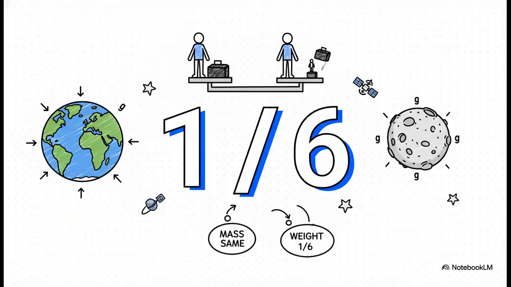And here is a perfect example to understand the difference. The Moon's gravity is much weaker than Earth's. In fact, the value of g on the Moon is about 1/6 of what it is here. So what does that mean? It means your mass would be exactly the same on the Moon, but you would weigh only 1/6 of your Earth weight. You would feel so much lighter.